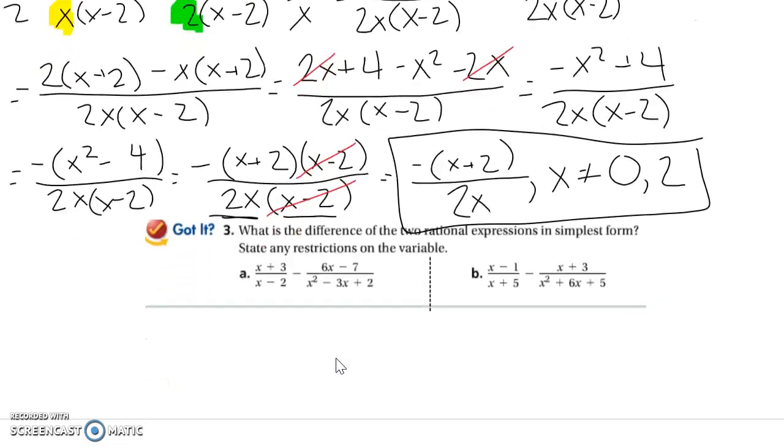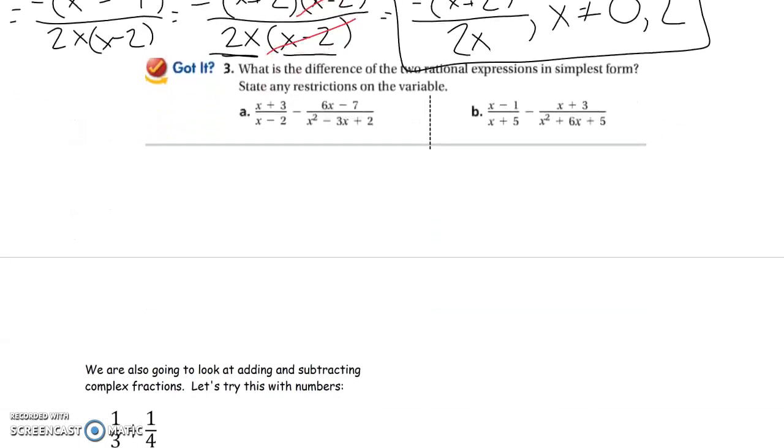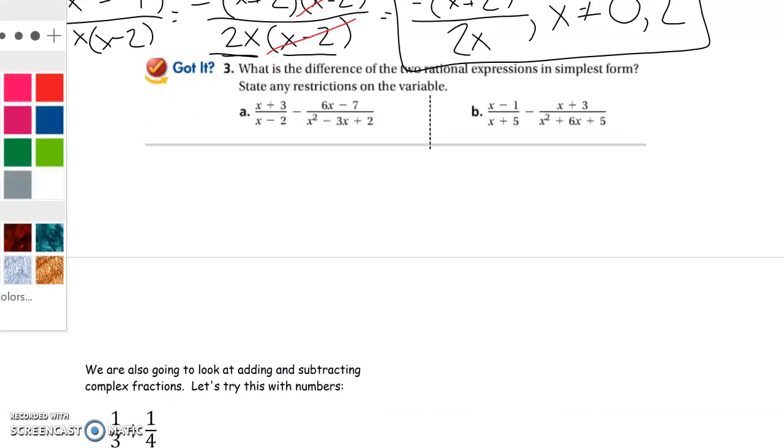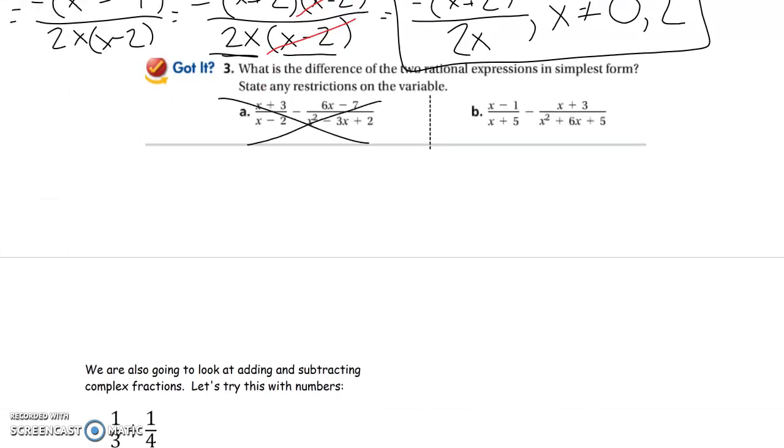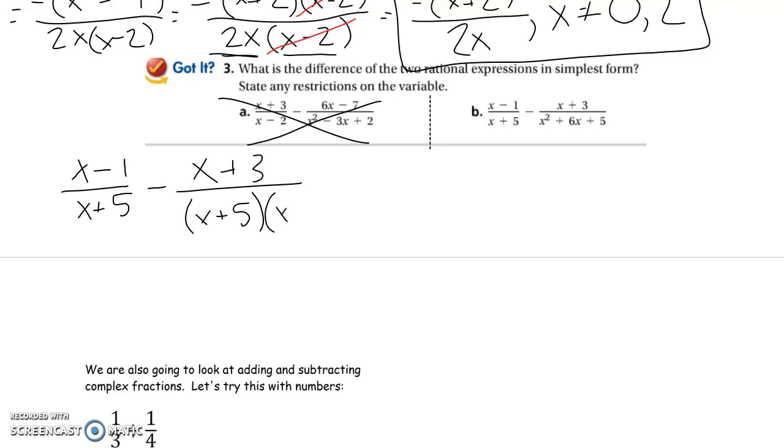If you want to try one subtraction problem on your own, you can pause the video now and try problem B. We're going to skip problem A. So for problem B, we need to factor the two rational expressions. The first one is x minus 1 over x plus 5. The second one is x plus 3 divided by x plus 5 times x plus 1.